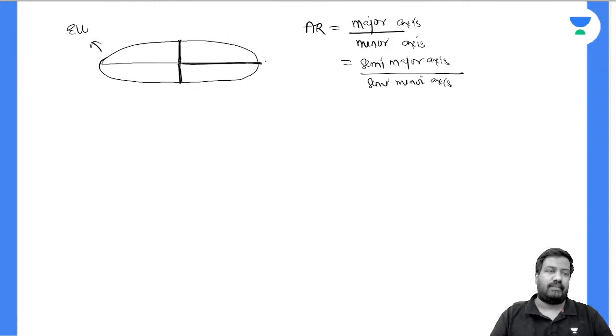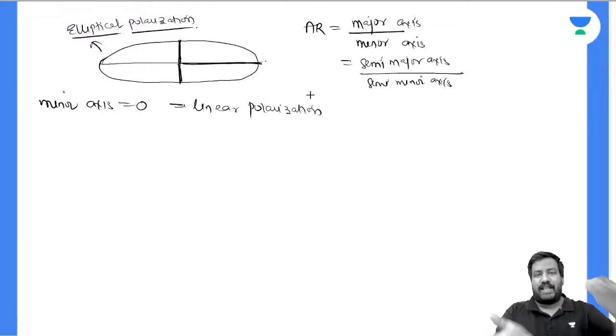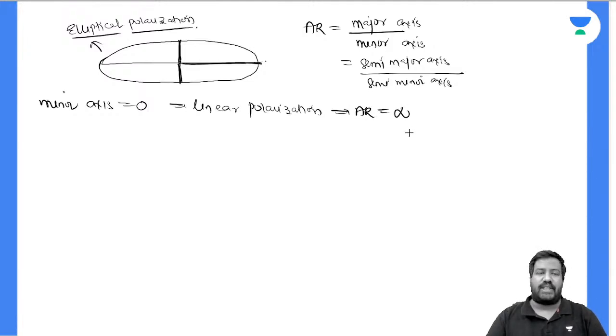Elliptical polarization is the most generalized condition. In elliptical polarization, when you make minor axis 0, you get linear polarization. That means you are suppressing this minor axis so that you will have only one component, linear polarization. Therefore, minor axis is becoming 0, therefore axial ratio is infinity. And if minor axis is equal to major axis, then you get a circle, am I right? You get circular polarization. If minor is equal to major, axial ratio is 1.